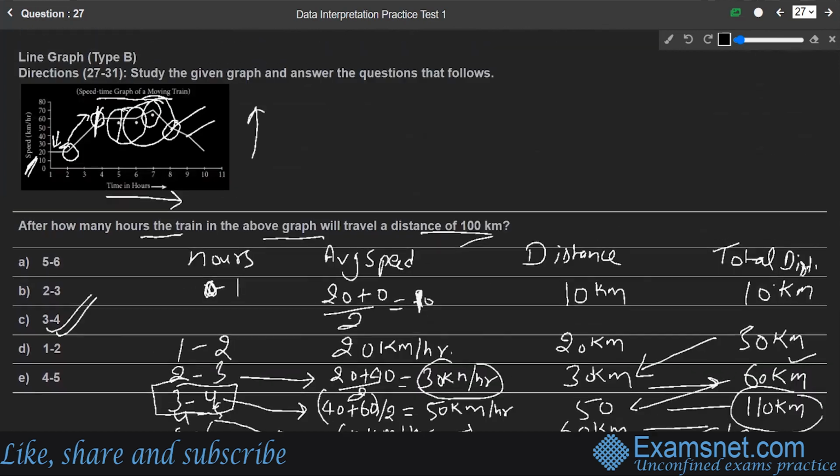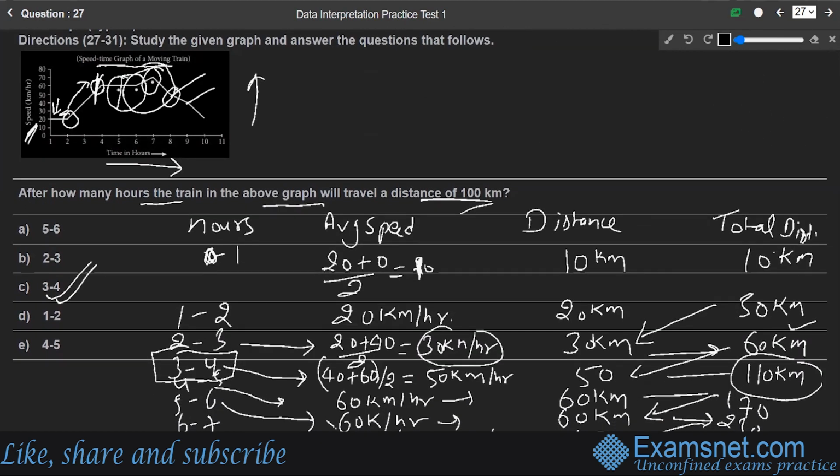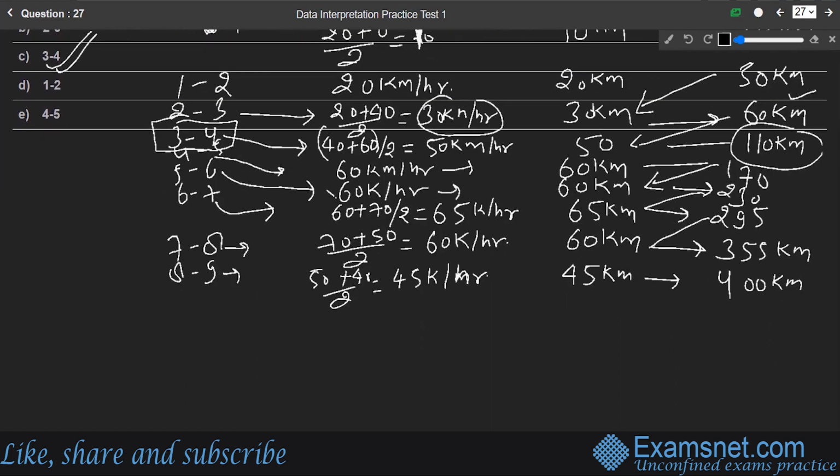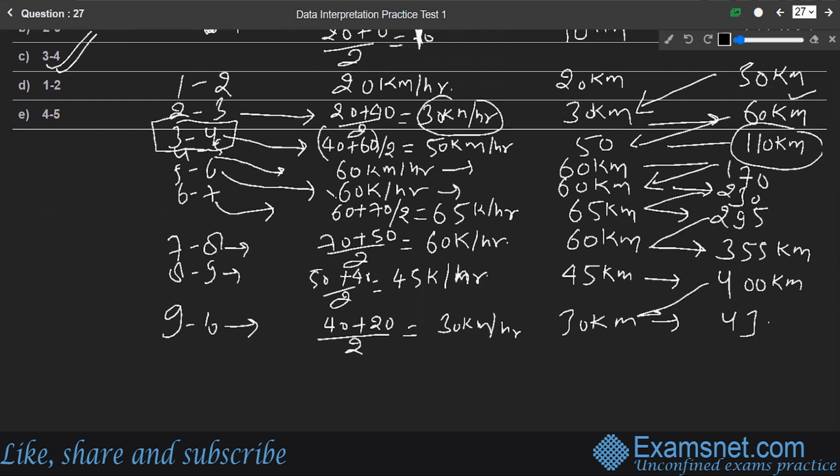Let us see the last hour, between 9 to 10. At point 9, the speed is 40 kilometer per hour. At point 10, the speed is simply 20 kilometer per hour. So between the ninth and the 10th hour, the speed varies from 40 to 20. So the average speed is 40 plus 20 by 2, that is nothing but 30 kilometer per hour. So the distance traveled would have been simply 30 kilometer, and the total distance traveled after the 10th hour is completed would be 400 plus 30, that is nothing but 430 kilometers.